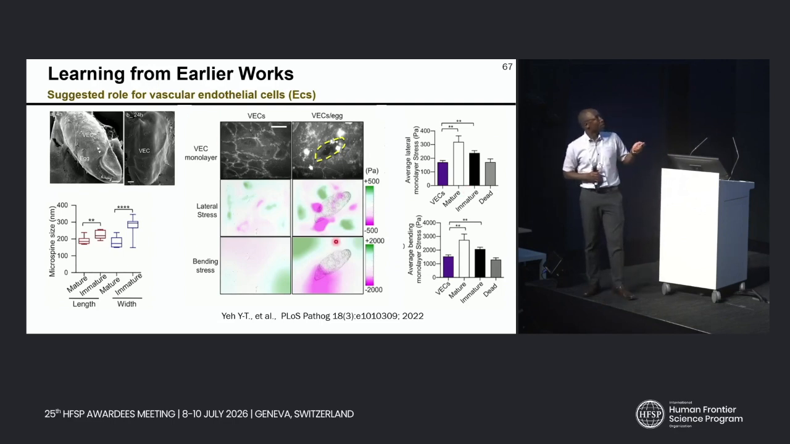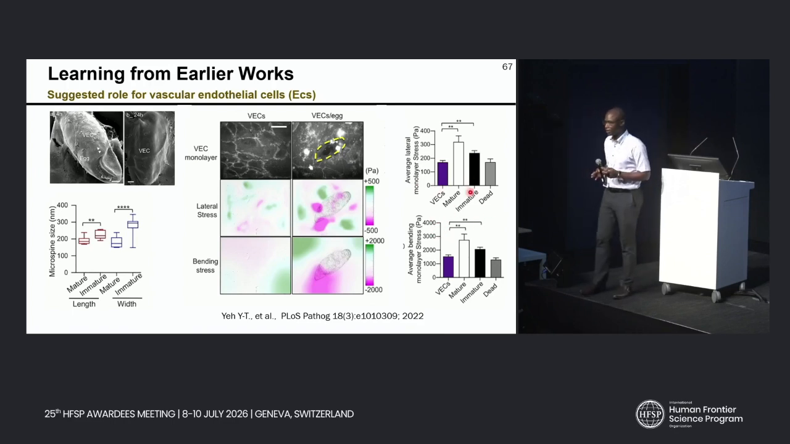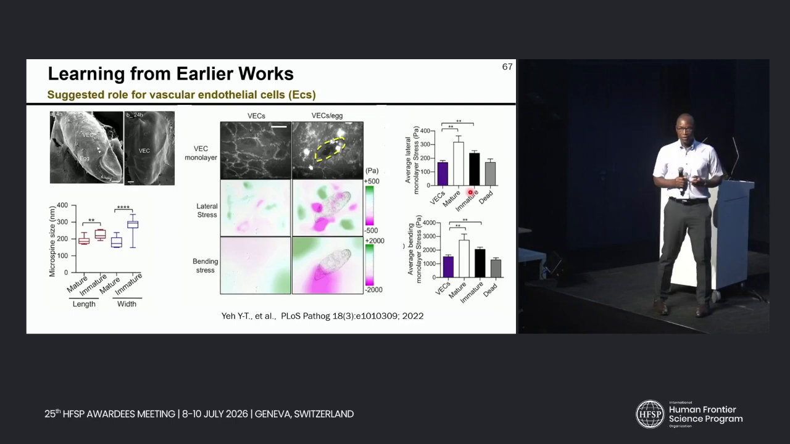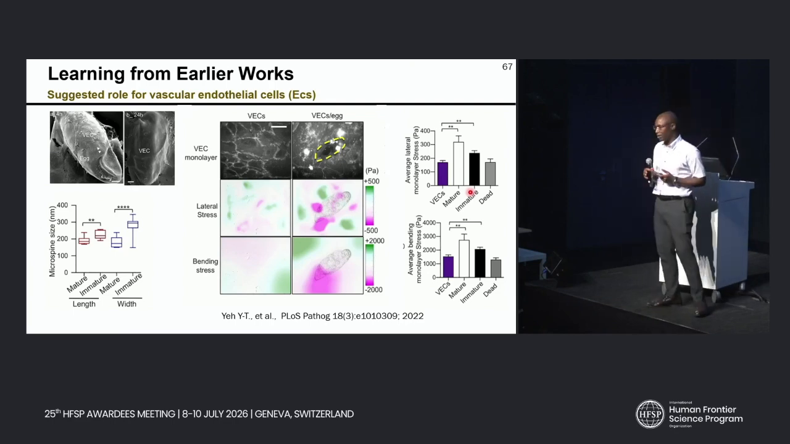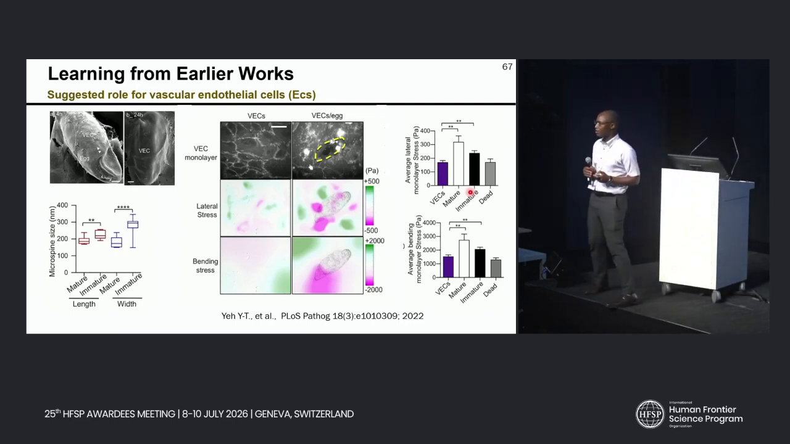And actually they did some analysis to see that for mature, immature, or dead eggs, there would be some differences in the forces around an egg. So they gave us a hint that our hypothesis of the force imbalance may actually be something contributing to this whole unique motion.